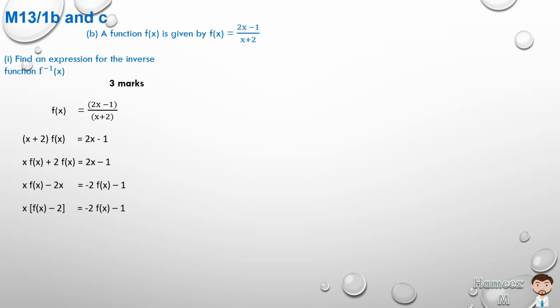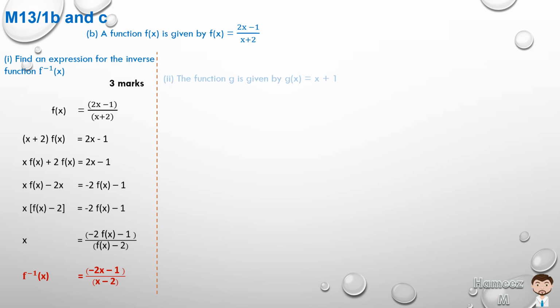So if we want to find x alone, so what we're doing is finding the subject of the formula or transposing to find x. So x is equal to minus 2f of x minus 1 all over f of x minus 2. And if you want to write it in the form of the inverse, so replace x by f inverse x on the left-hand side, and on the right-hand side, we replace f of x by x. So that will give us f inverse x is equal to minus 2x minus 1 all over x minus 2.